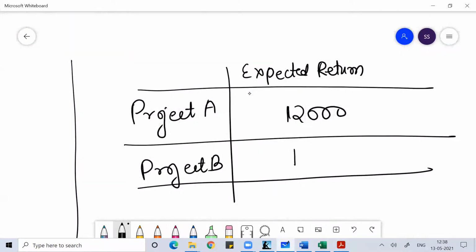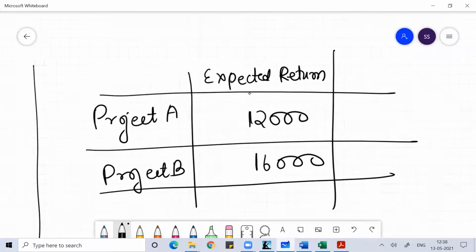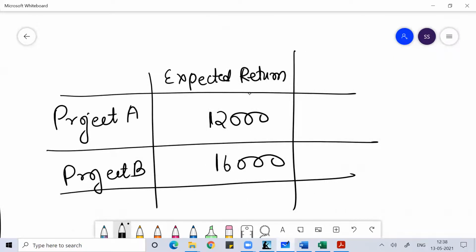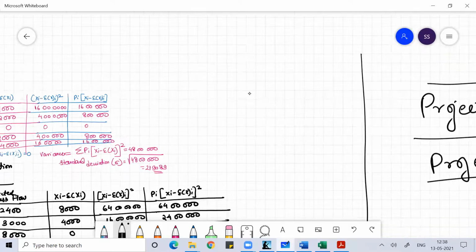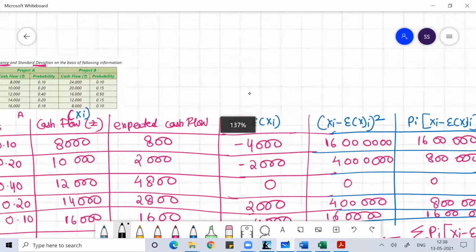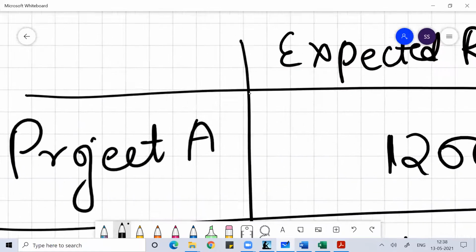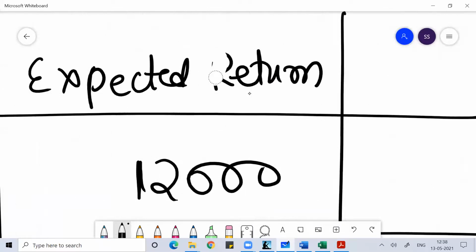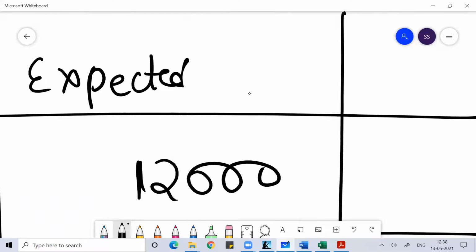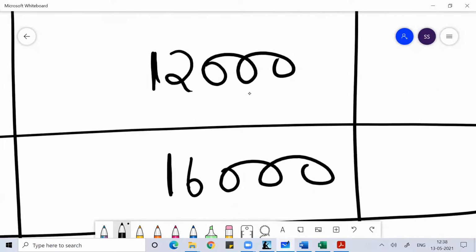If you look at the expected return, remember yesterday we were working on expected return only. Sorry, expected return is not the right word. Those data are cash flow or NPV cash flow. So these are your expected cash flows. If you make a judgment based on the expected cash flow, you can see project B is better.